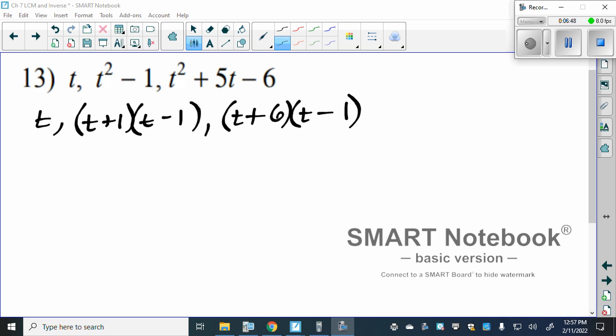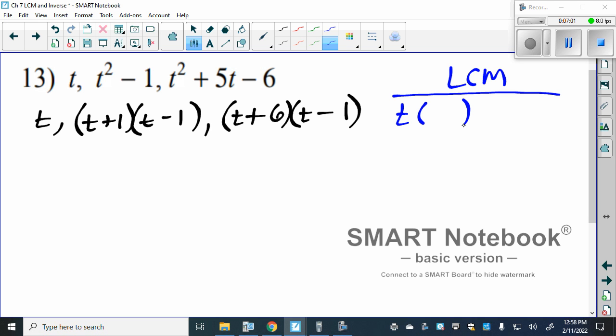Now we need to find the least common multiple. So looking at this here, what is one thing we know we'll need for the least common multiple? T. And then? T plus 1 squared. So t plus 1, yes, because here we do have one of them. But that's the only place that it does occur, so we only need it once. So we will need a t plus 6, yes.